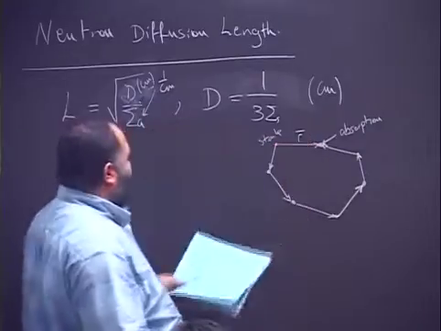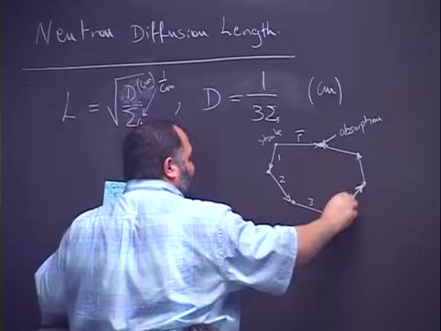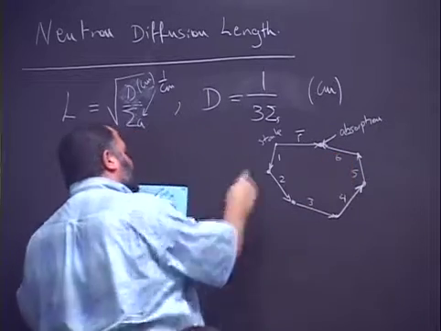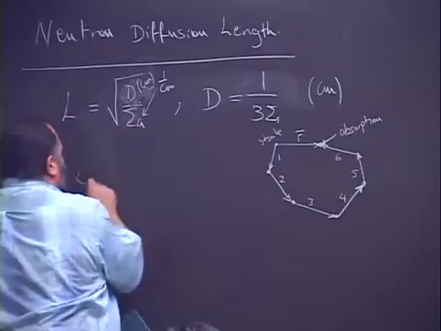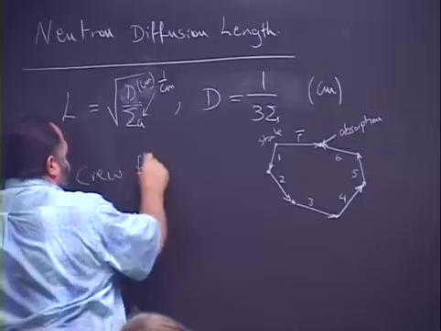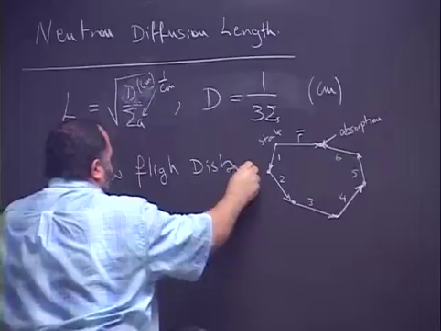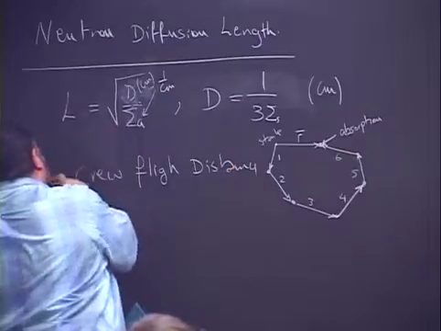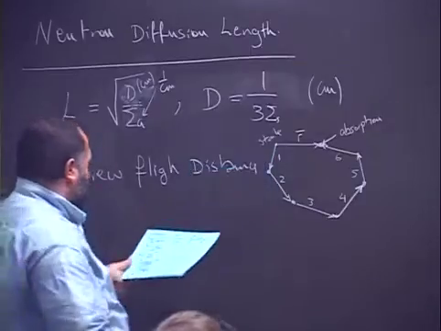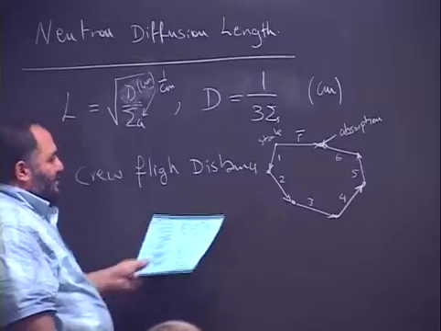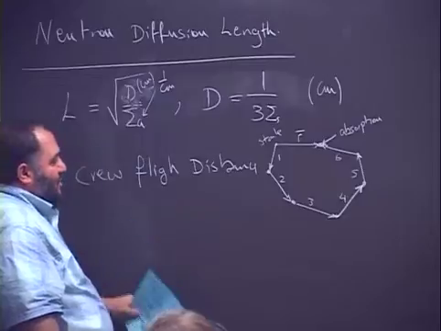So this will be the average R. How to calculate this average R? This is, let's say, the first scattering, the second, the third, the fourth, the fifth, sixth, and this is what we call the crow flight distance. So R here is the crow flight distance. So how do we calculate this L in terms of the crow flight distance?